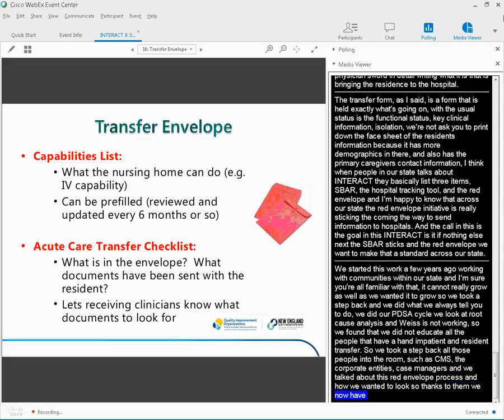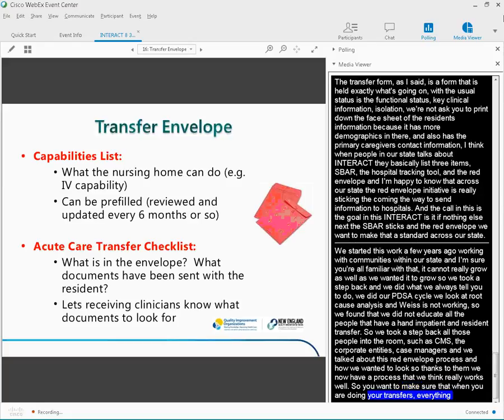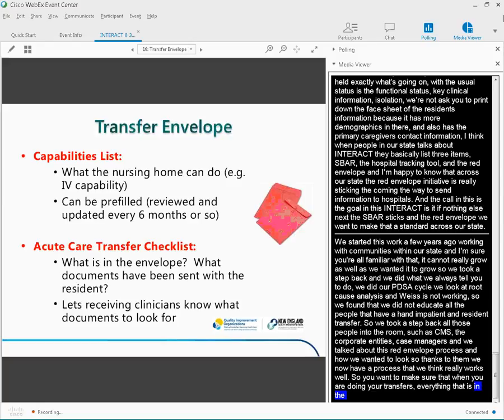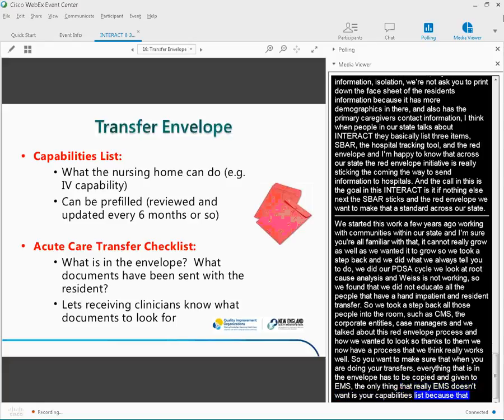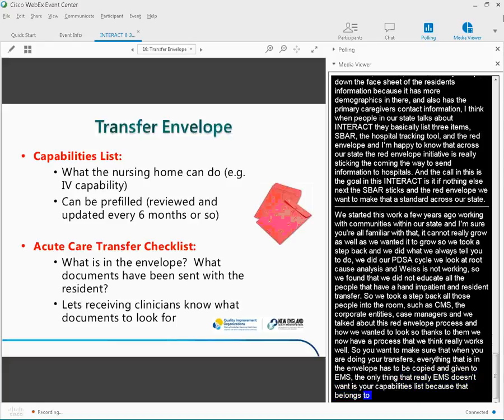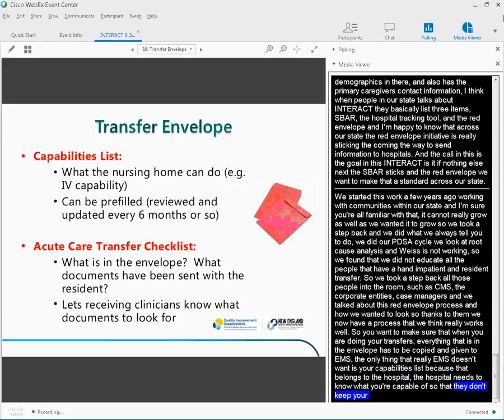So you want to make sure that when you're doing your transfers, everything that's in the envelope has to be copied and given to EMS. The only thing that EMS doesn't want is your capabilities list, because that belongs to the hospital. The hospital needs to know what you're capable of so that they don't keep your residents unnecessarily. A lot of these forms you can pre-fill parts of ahead of time. People, you have to figure out what process works for your facility.